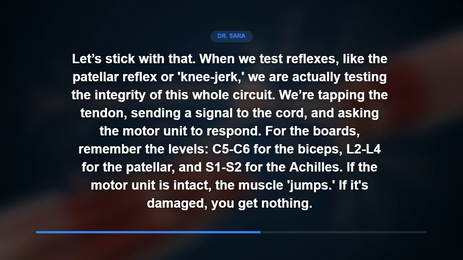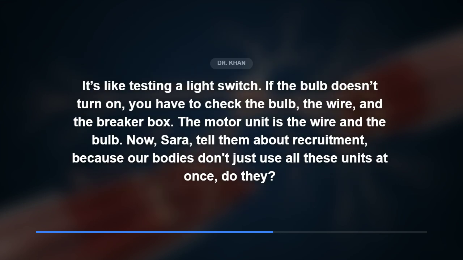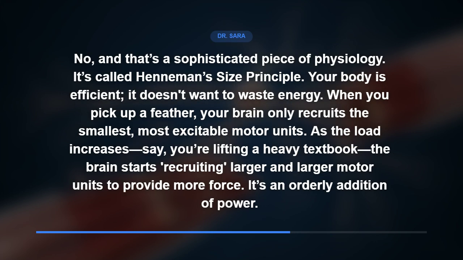Let's stick with that. When we test reflexes like the patellar reflex or knee jerk, we are actually testing the integrity of this whole circuit. We're tapping the tendon, sending a signal to the cord, and asking the motor unit to respond. For the boards, remember the levels: C5, C6 for the biceps, L2, L4 for the patellar, and S1, S2 for the Achilles. If the motor unit is intact, the muscle jumps. If it's damaged, you get nothing. It's like testing a light switch. If the bulb doesn't turn on, you have to check the bulb, the wire, and the breaker box. The motor unit is the wire and the bulb.